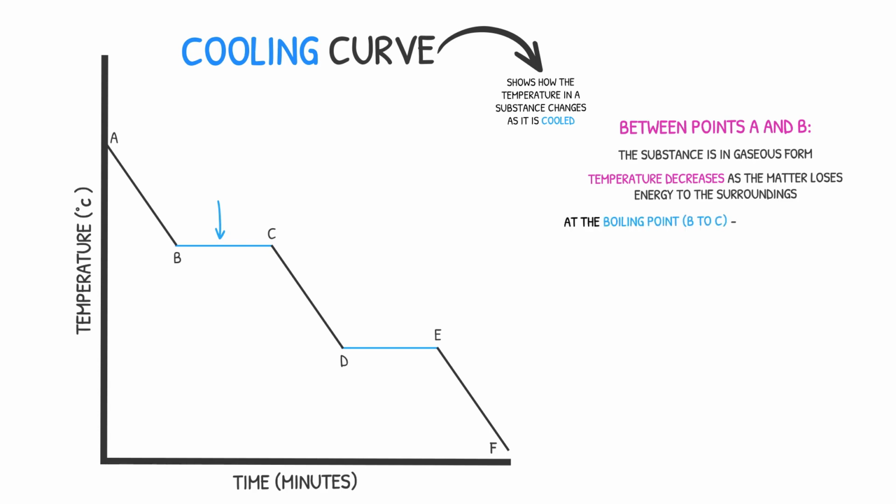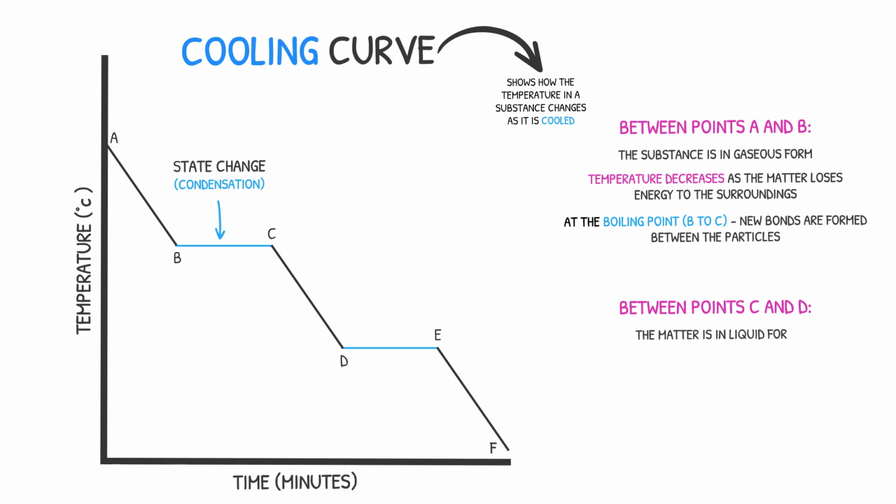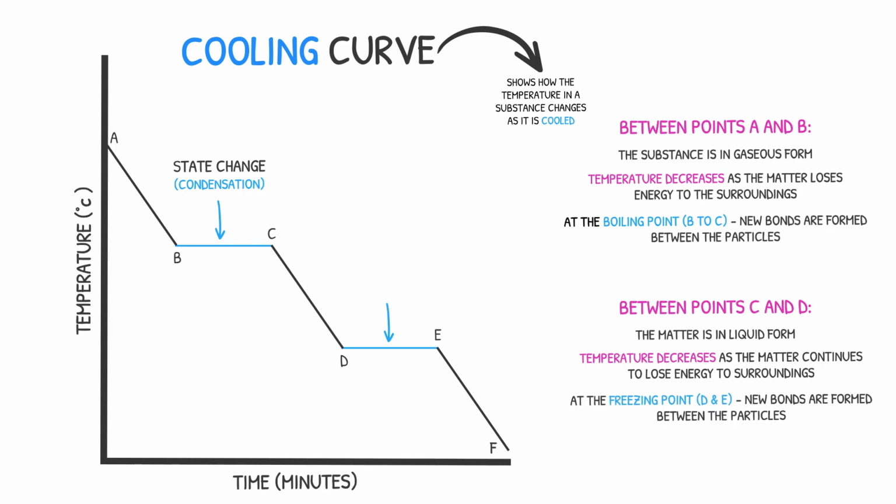At this point, bonds are formed between the particles, and they become more closely arranged. Condensation has occurred. And now, between points C and D, the substance is in liquid form, and the particles continue to lose energy to their surroundings until the liquid reaches its freezing point, which is labelled between points D and E. More bonds are formed here, packing the particles even closer together. The liquid now freezes into a solid.